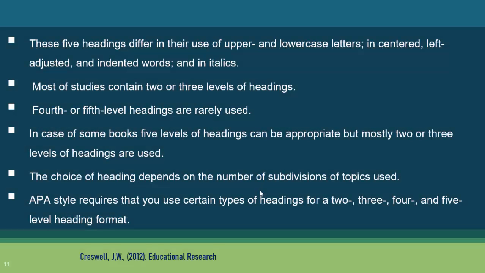These 5 headings differ in their use of upper and lower case letters, in centered, left adjusted, indented words, and in italics. Most studies contain 2 or 3 levels of headings. The fourth and fifth are rarely used, so we will discuss here just the first, second and third levels of headings. In the case of some books, 5 levels of headings can be appropriate, but mostly 2 or 3 levels are used. The choice of heading depends on the number of subdivisions of topics used. APA style requires that you use certain types of headings for 2, 3, 4 or 5 levels of format.